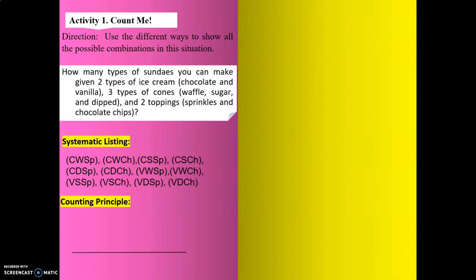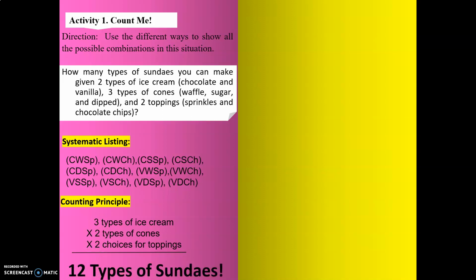Now, how about the counting principle? So we simply write first the total number of choices for every stage of the event. So we have 2 types of ice cream, this must be 2, 3 types of cones, this must be 3, and 2 types of toppings. So multiplying them all, 3 times 2 times 2, we have 12 types of sundaes available.